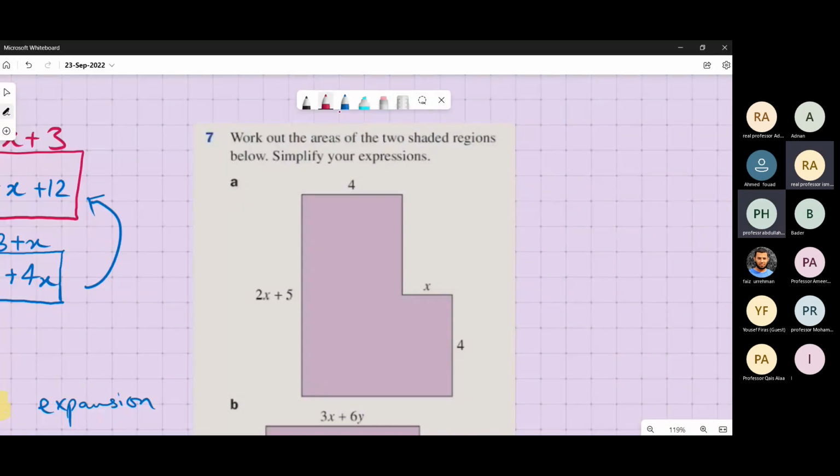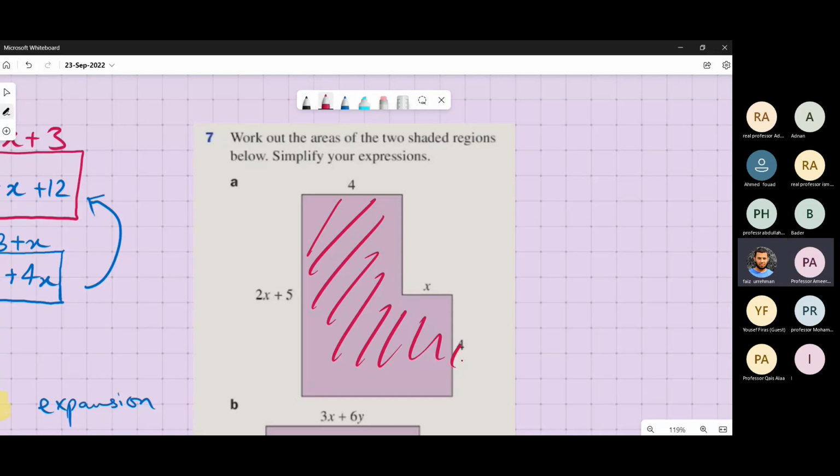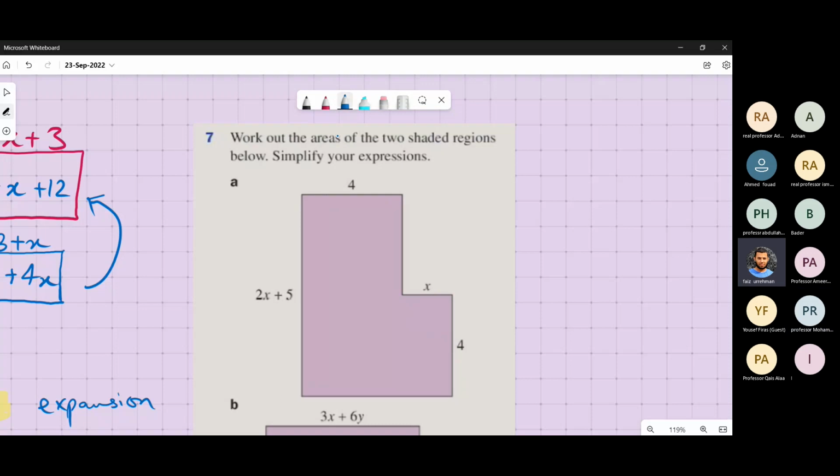Do we see now? There is a combination of shapes here, and no numerical value is given. Only algebraic values are given, like x is here, 4 is here, but some numerical values are there. Now, what are they asking? They are asking to find the total area.